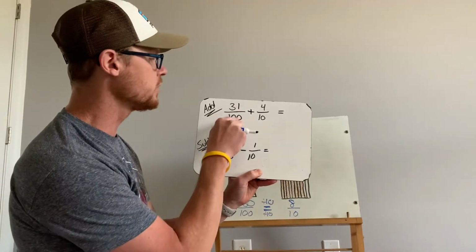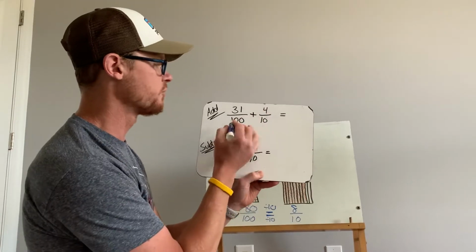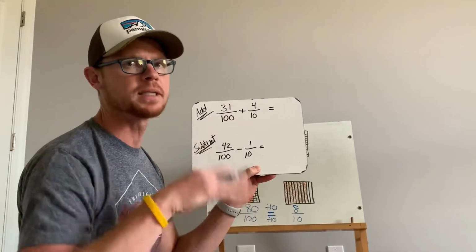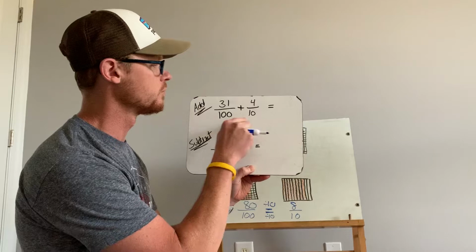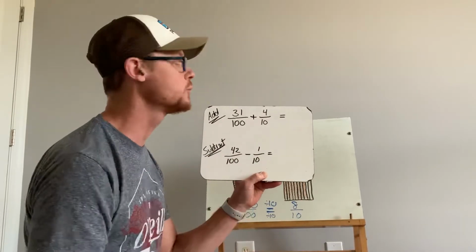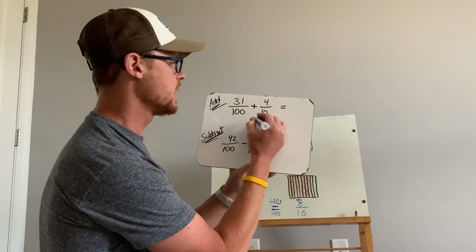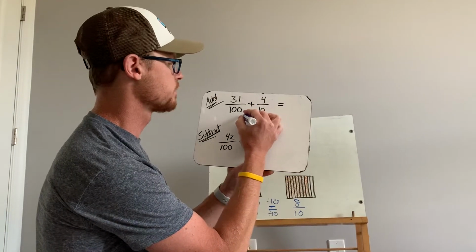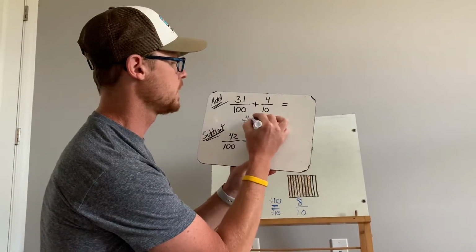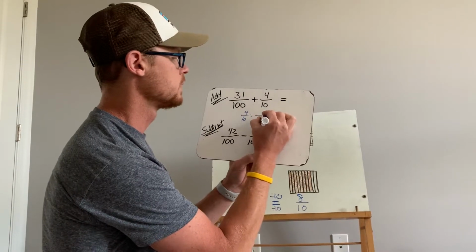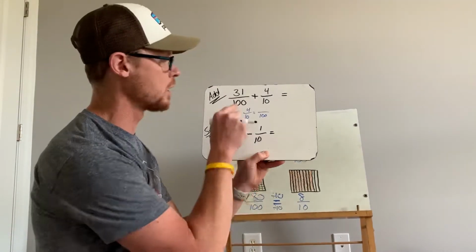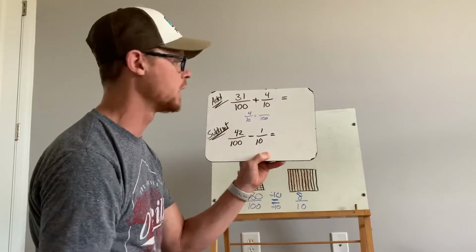If I'm adding 31 hundredths plus 4 tenths, the first thing I want you to realize, just like we did last week, is that we're adding fractions with unlike denominators. We can't do that. We need fractions with the same denominator. So let's turn these 4 tenths into a fraction with a denominator of 100, because our common denominator is going to be 100.